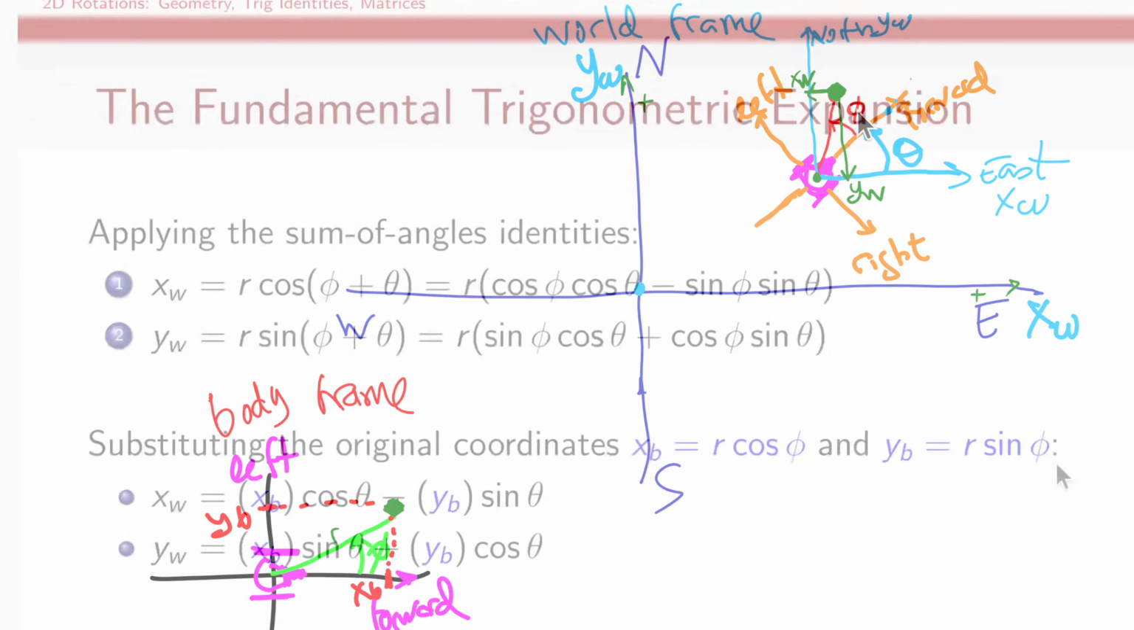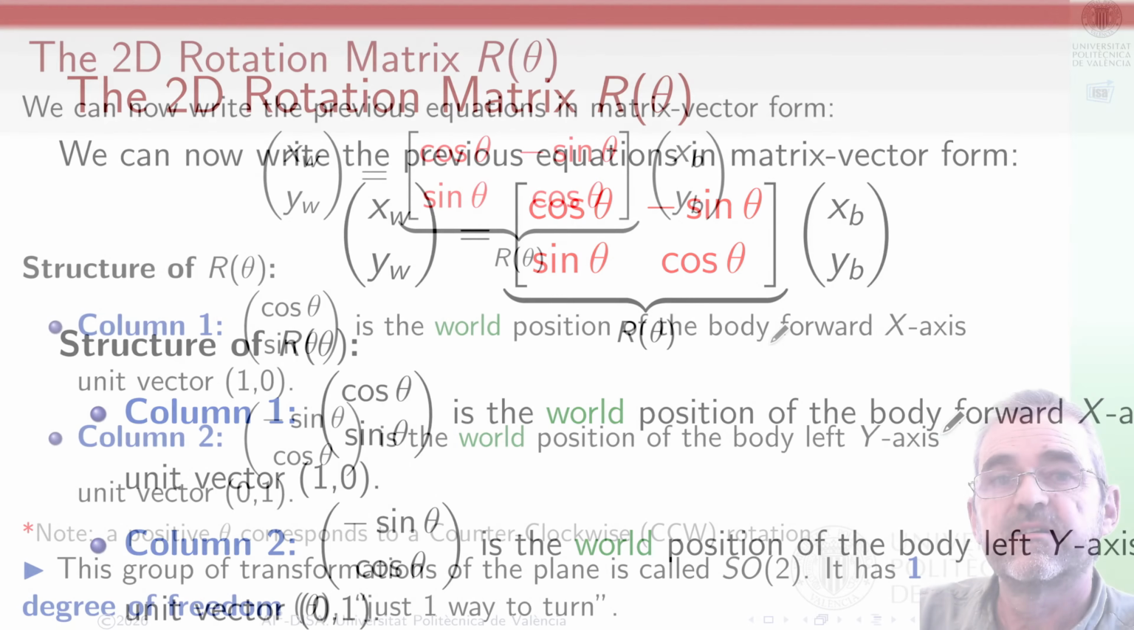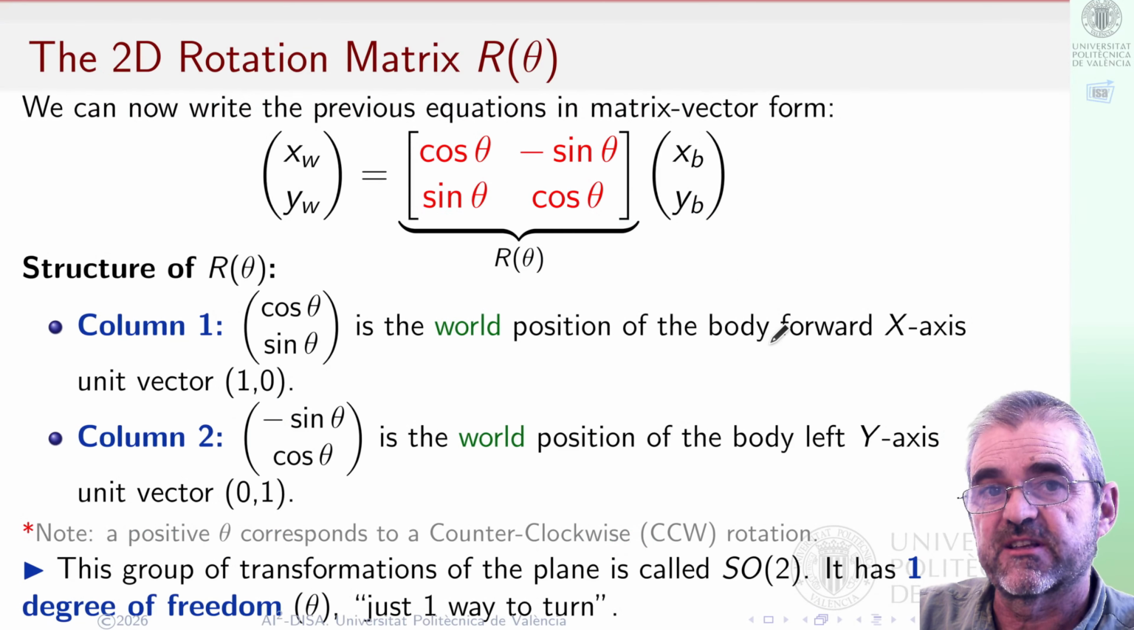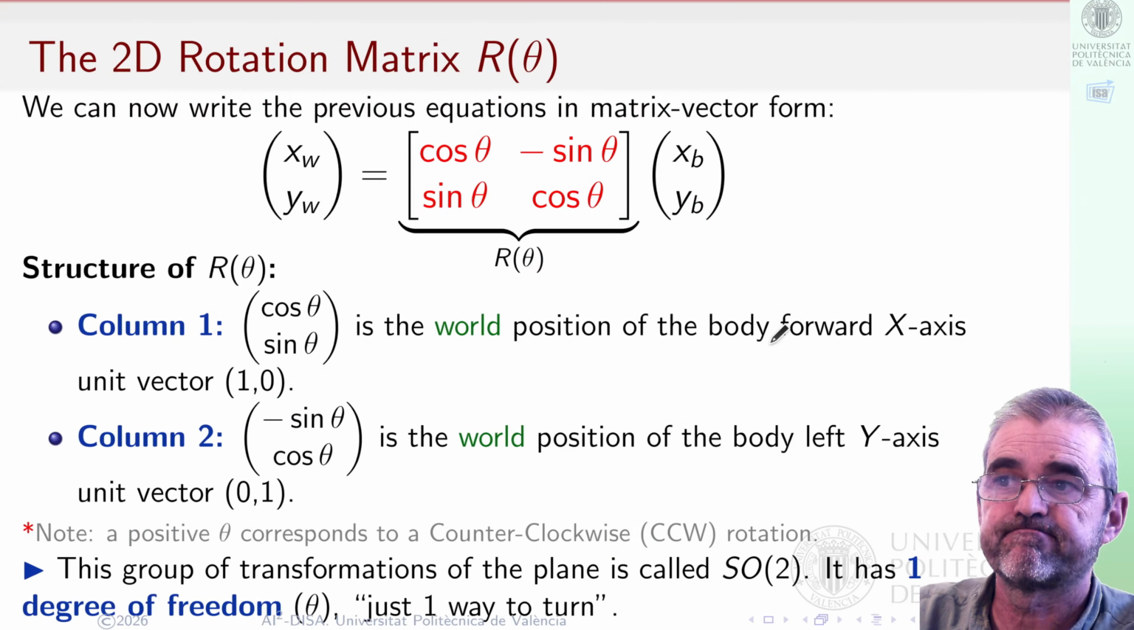So, applying that sum of angle formula, we derive this thing that we could express in matrix form. So this was the 2D rotation matrix.